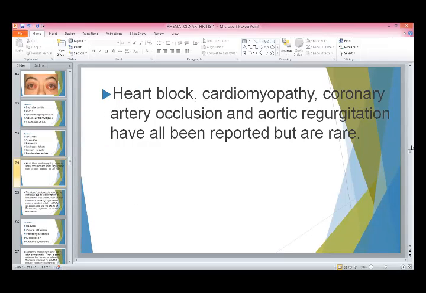Then vasculitis can cause heart block, cardiomyopathy, coronary occlusion, and aortic regurgitation. They all have been reported, but they are rare.